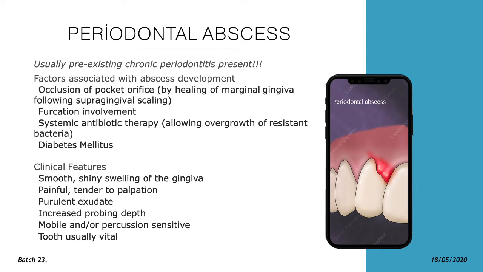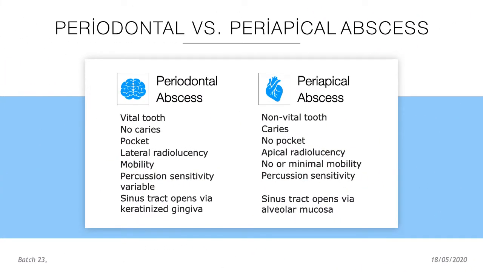Usually the tooth will be vital. So how to differentiate a periodontal abscess from a pericoronal or periapical abscess? Basically, the difference between a periodontal abscess and a periapical abscess is that in a periodontal abscess there is no caries. The abscess is formed due to a pocket. And in a periapical abscess, the abscess is due to a carious lesion which involves the pulp. So the periapical region is infected.